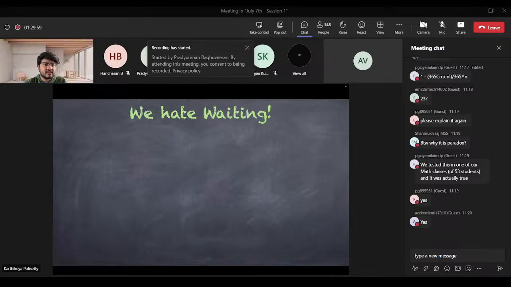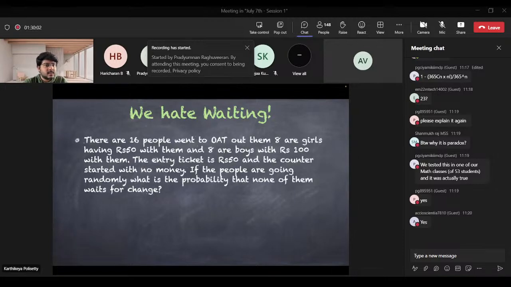There are 16 people who went to OAT. Out of them, 8 are girls who have 50 rupees each with them, and 8 are boys with 100 rupees with them. The entry ticket is also 50 rupees, and the counter started with no money. If the people are going randomly, what is the probability that none of them waits for change?